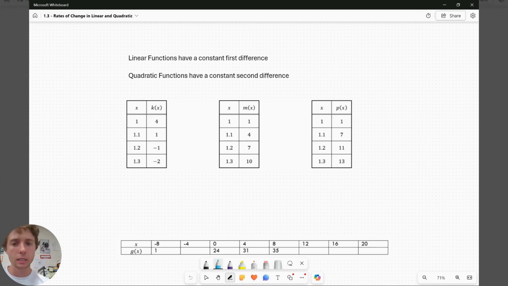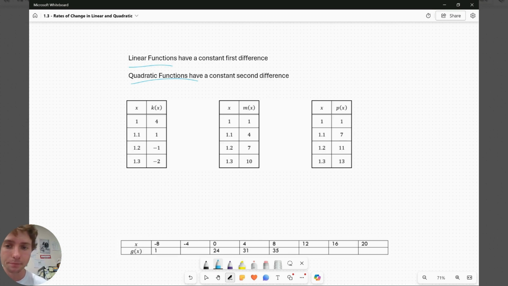Two main ideas here that we talked about: linear functions have a constant first difference, or a constant rate of change. And the weird thing about quadratic functions is they have a constant second difference, or a constant second rate of change. So we can look at the rates of change for these different tables and determine whether they have certain types of concavity. We can determine whether they're linear or quadratic, and then we're going to do the same idea with the one below. These are directly from the notes.